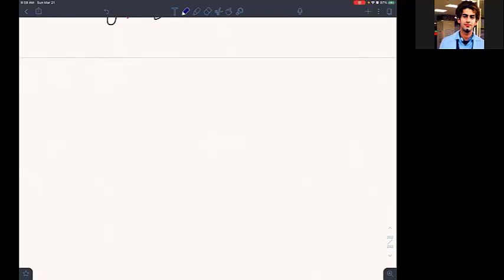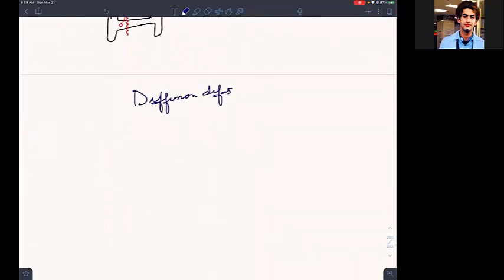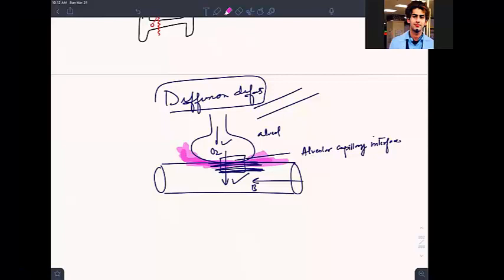Okay. Now, if I talk about the diffusion defects, there can be diffusion defects also. If I have talked about the V by Q defects, there can be diffusion defects also. What is happening is everything is normal. Blood vessel is normal, and the atmospheric partial pressure of oxygen is also normal. Perfusion is normal, no pulmonary embolism, no fat embolism, no thrombosis, no occlusion of the blood vessel, no saddle embolus, nothing. So if I'm talking about this diffusion defect, what is happening?